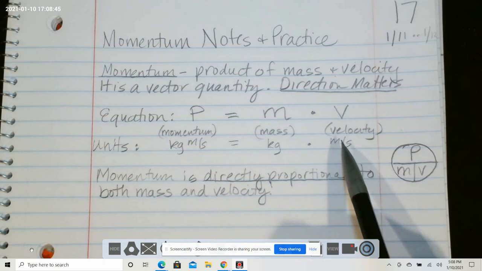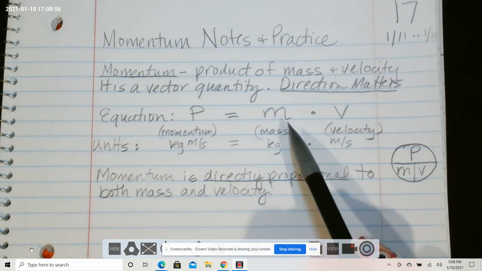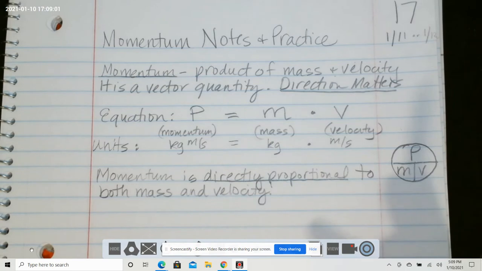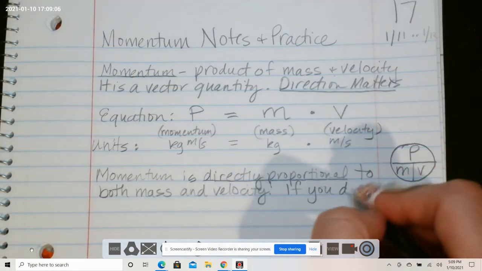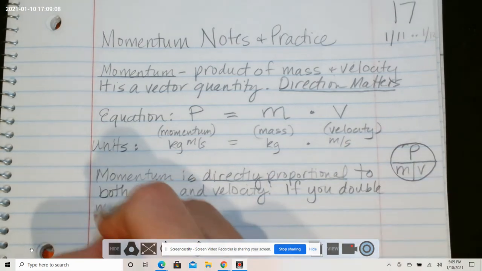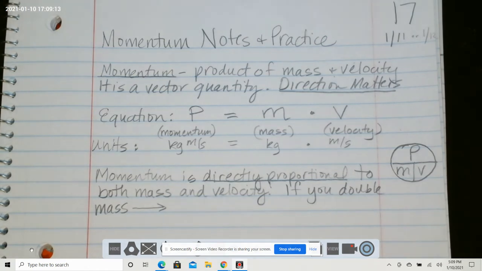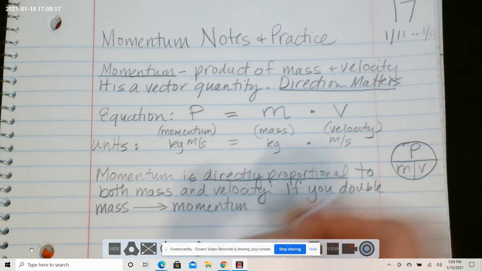So in our sled wars demonstration, when we raised the height of the sled, it went faster down the hill. So the velocity went up. And you notice the momentum also went up as well. When we changed the mass of the sledder from 50 to 100, the mass went up, momentum went up as well. Okay, so if you double mass, the easy way to think about it is you double mass, momentum will double. So momentum doubles.